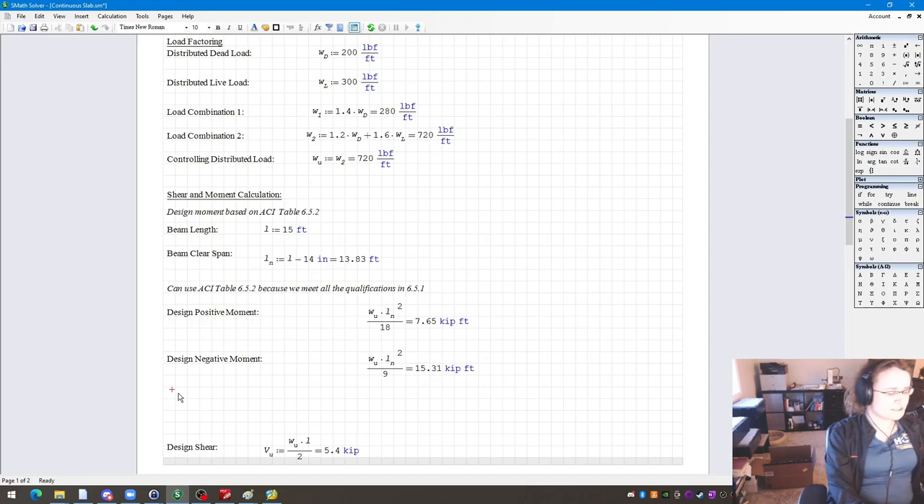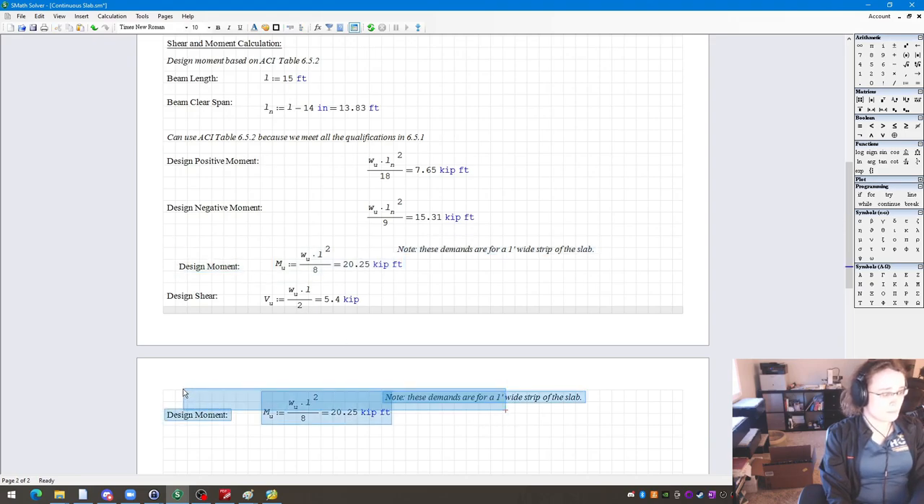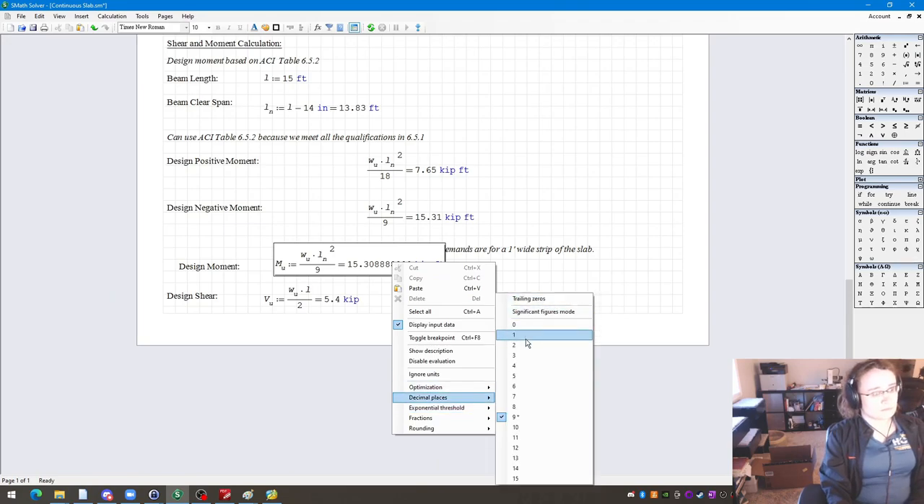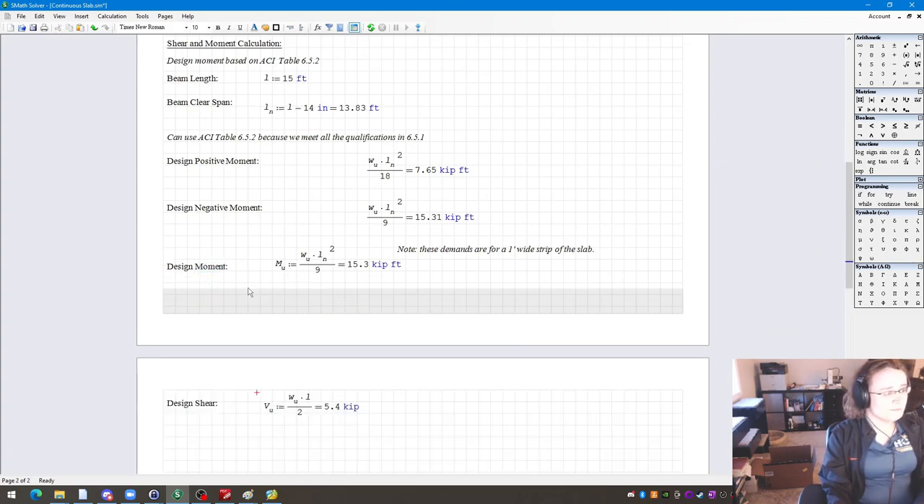Okay. So I'm going to go ahead and call this our design Mu moment. This is going to be our critical value. So that's going to be this, Wu ln squared over 9, not just L, but ln squared. So 15.3. And we also need to get the design shear.